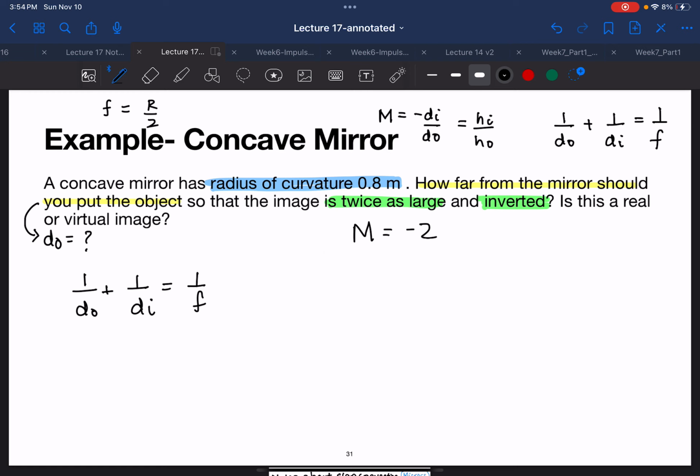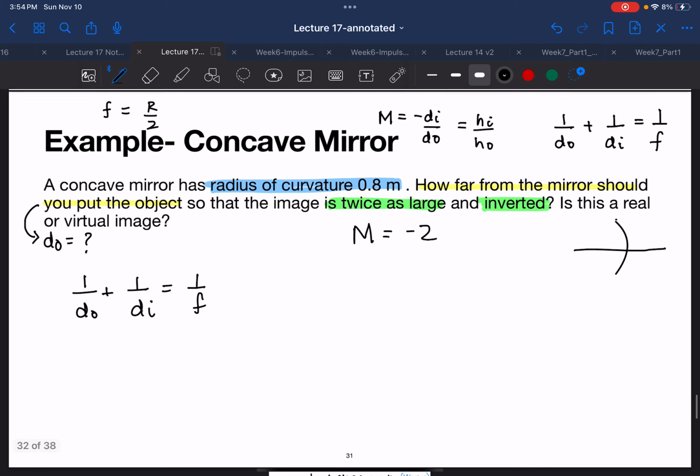And this is a concave mirror. And recall, for concave mirrors, since here's a mirror that's concave, this is the back side of the mirror, the rays that come in parallel here, they all converge in front of the mirror, giving us a positive focal length. So focal length is going to be positive, and in this particular case, it's going to be 0.8 meters divided by 2.